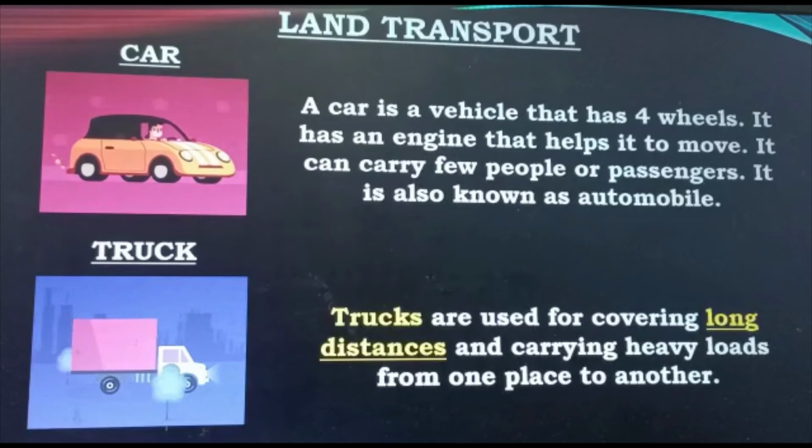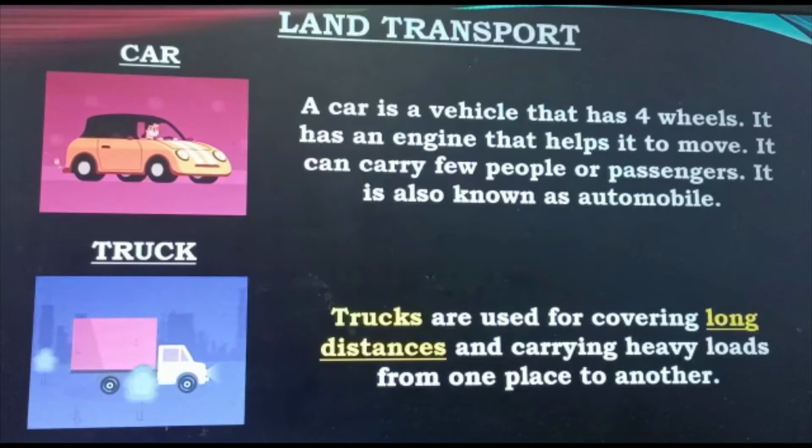Next comes everybody's favorite, which is the car. It is a vehicle, of course, that has 4 wheels. We have to keep that in mind. It has an engine that helps it to move. It can carry a few people or passengers. It is also known as an automobile. So after the car, we have the truck.